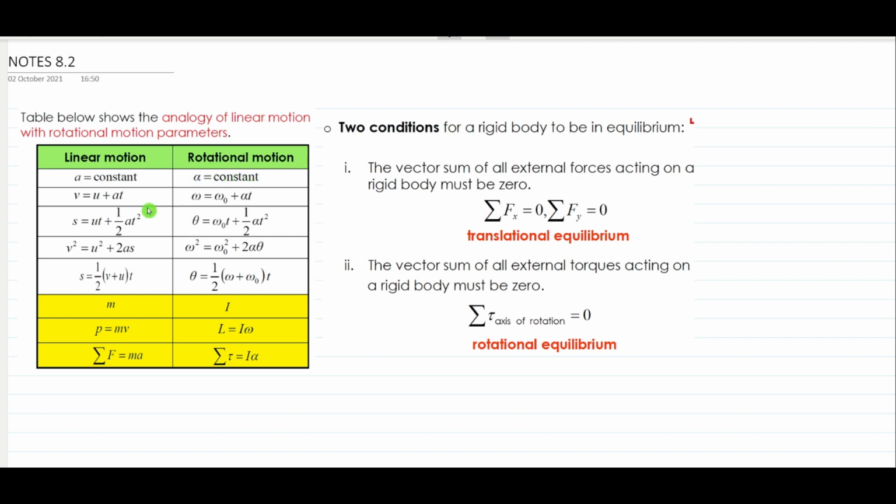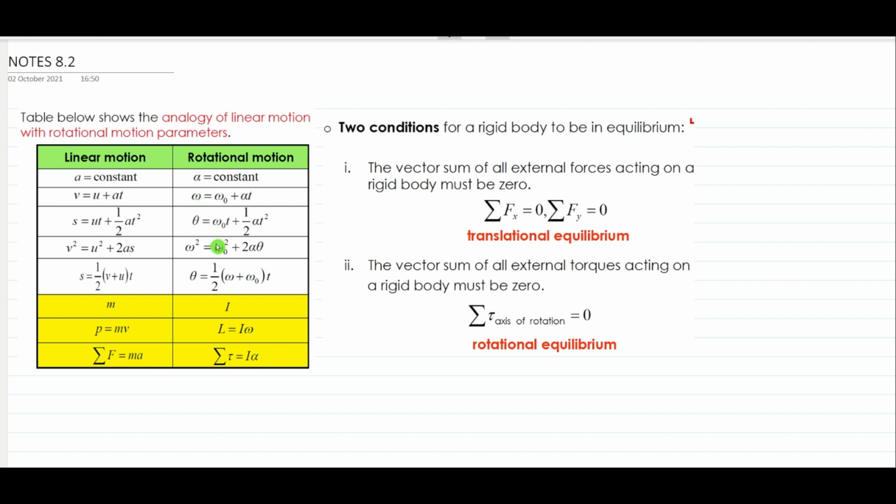So you can see here the comparison between equations of linear motion dan juga rotational motion. So based on this table, okay, kita boleh buat comparison. Alright, so in linear motion we have linear acceleration a, but in rotational motion we have angular acceleration. Sama juga macam v. In rotational motion we have omega, which is angular velocity.